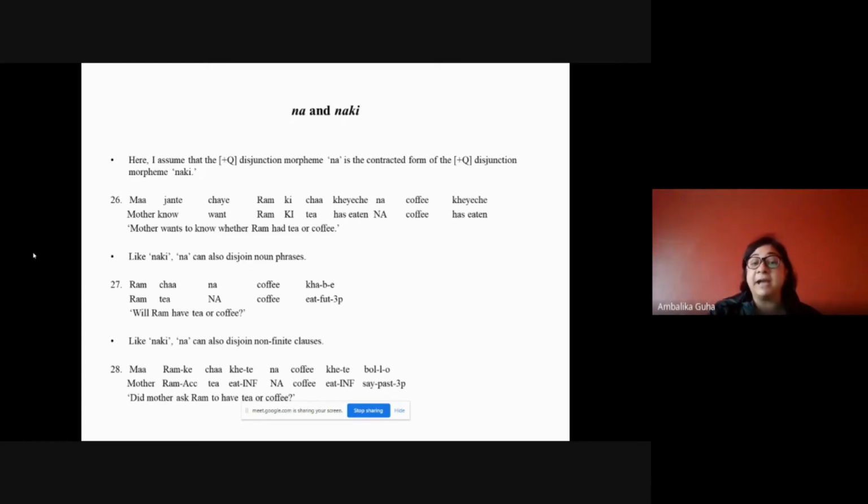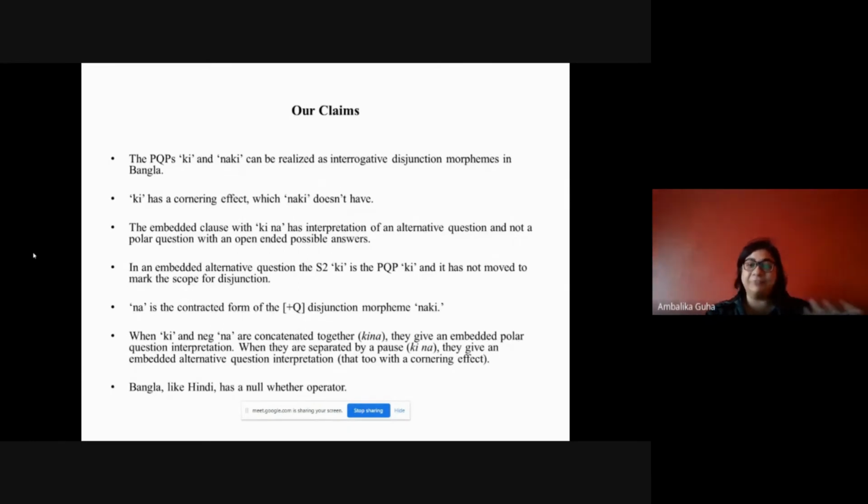Like naki, na can also disjoin non-finite clauses. Ma Ram ke cha khete na coffee khete bollo. Did mother ask Ram to have tea or coffee? Like 28. Another thing that I forgot to mention here is that, exactly like naki, na also cannot have a cornering effect, in the situation that we saw earlier, where ki is the only disjunction morpheme that can have a cornering effect. So I will conclude my presentation with these claims.